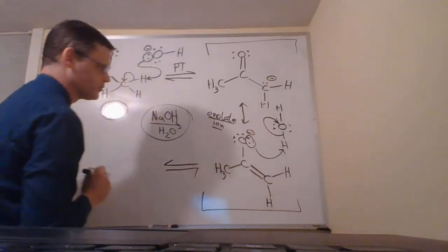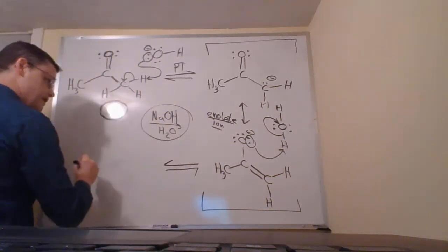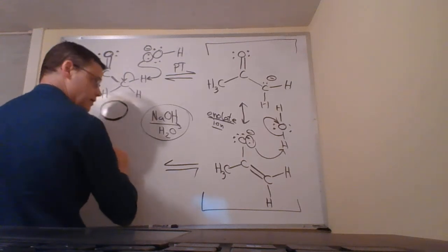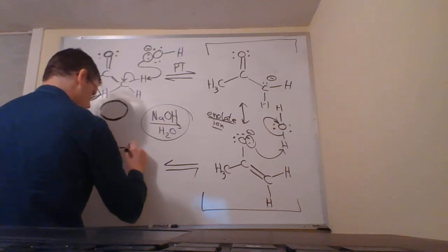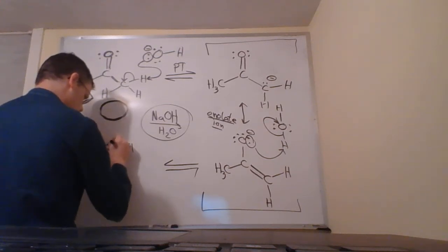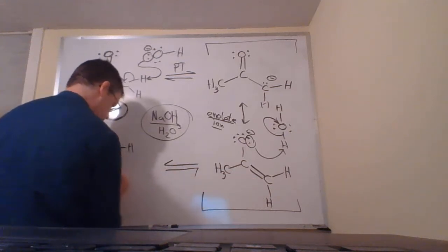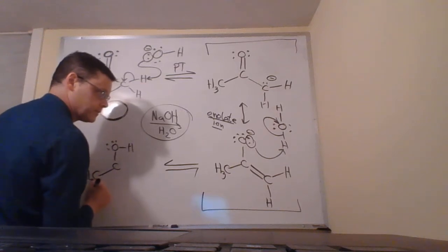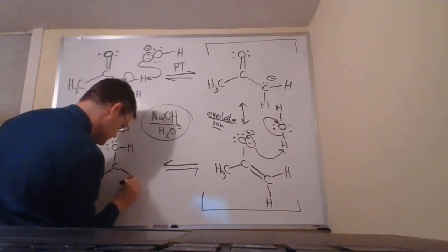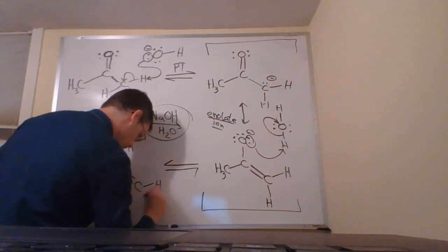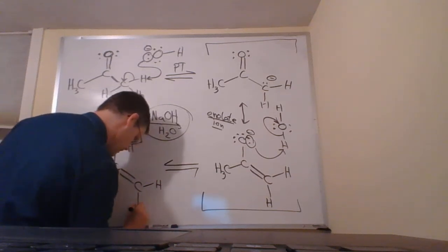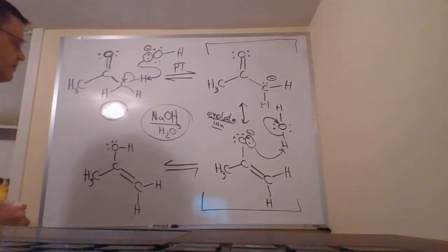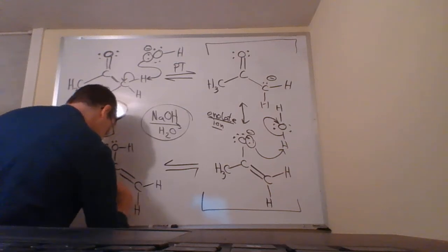This is usually not the product we're going after ultimately. In fact, we're usually using the enolate to make something else, not the enol form, at least under base-catalyzed conditions. Under acid-catalyzed conditions, we often make the enol and then have that act as a nucleophile. All right, so there you have it. There's our enol.